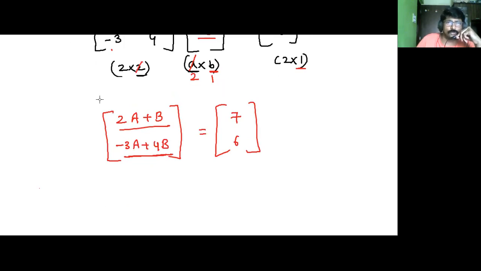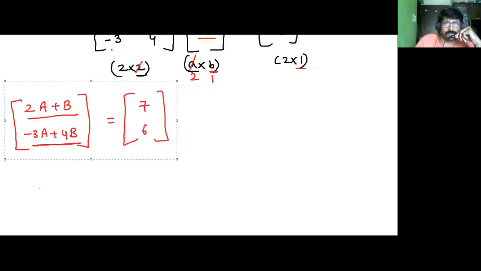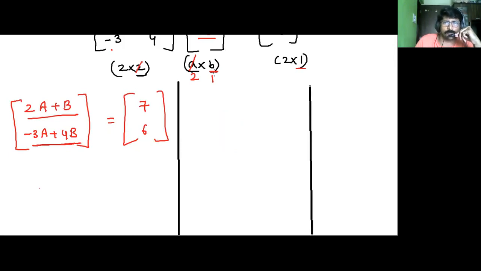One second, I'll just copy this on this side so that we can use this space very easily. Okay, I'm just solving on this side. So we'll have to do something like this. I'm just drawing these spaces for myself. So what will happen over here? It will happen like this. 2A plus B will be equal to 7, isn't it? 2A plus B is equal to 7. And minus 3A plus 4B is equal to 6.